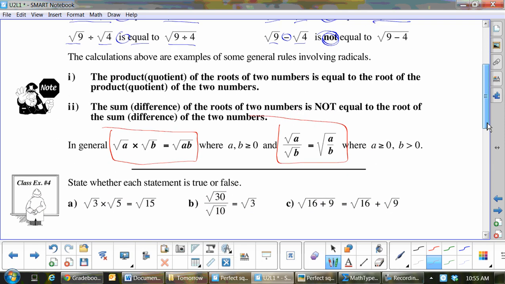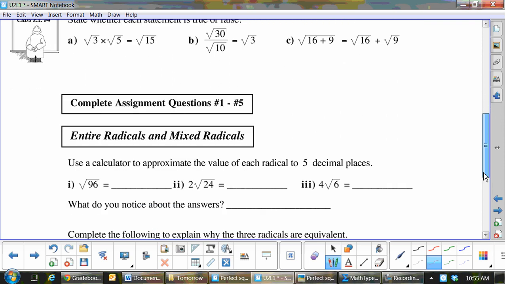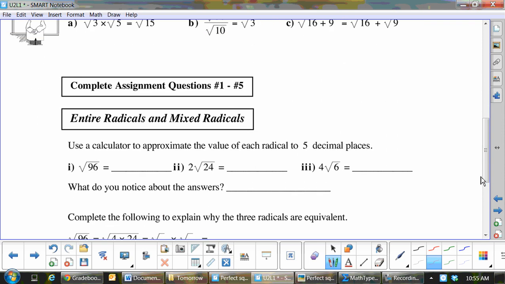Okay, next we're going to talk about mixed and entire radicals. Now, square root 96, this would be called an entire radical. These would be called mixed radicals. And this one would be called the simplified version.